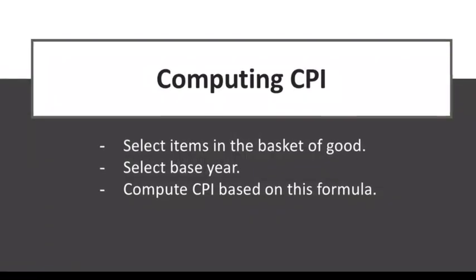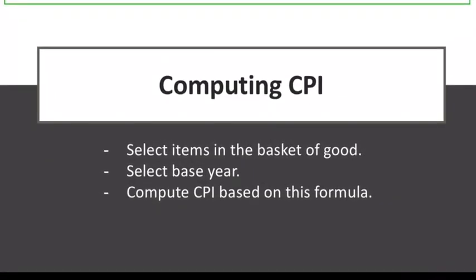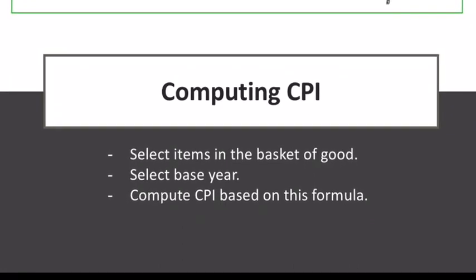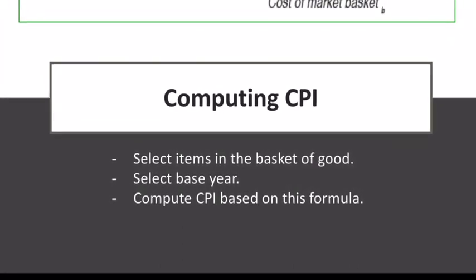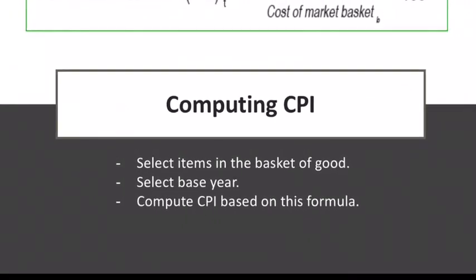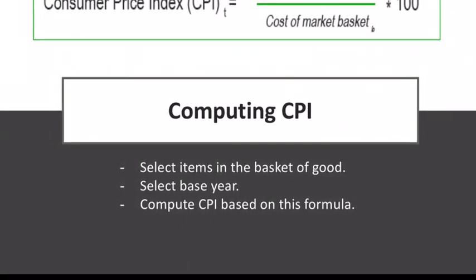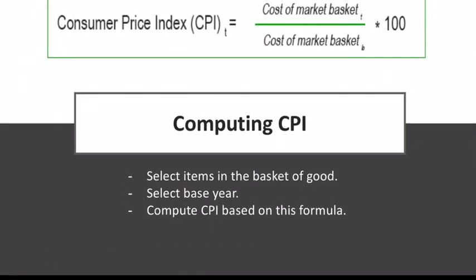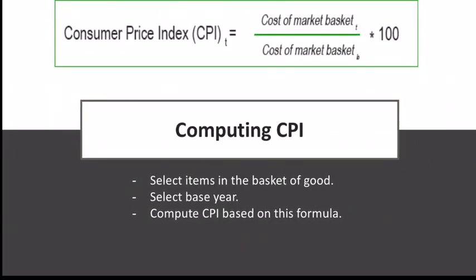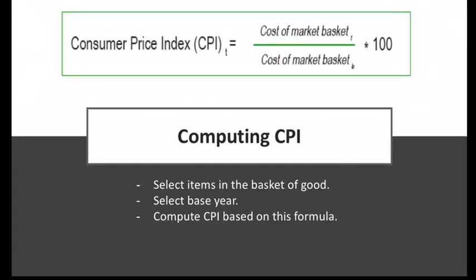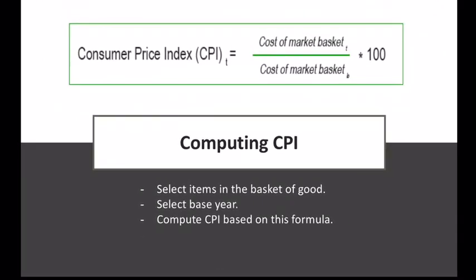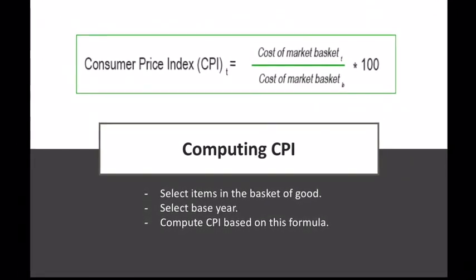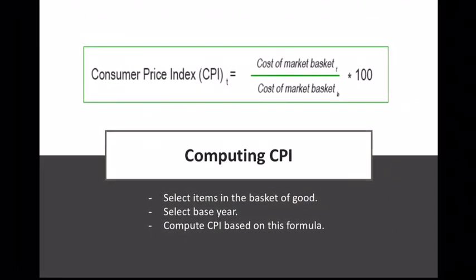So how do we compute it? First, we select items in the basket of goods that we are interested in. Next, we select the base year. It can be any year in the period that we want to select as a comparison year to another year. Next, we compute the CPI based on this formula, which is the CPI equals the cost of the market basket divided by the cost of the market basket in the base year, and then multiplied by 100.